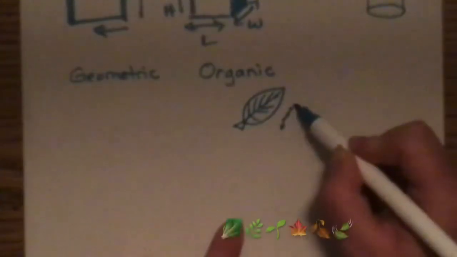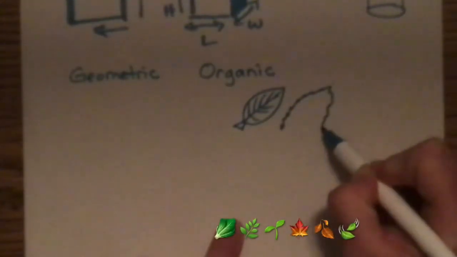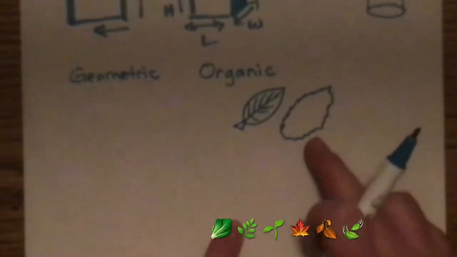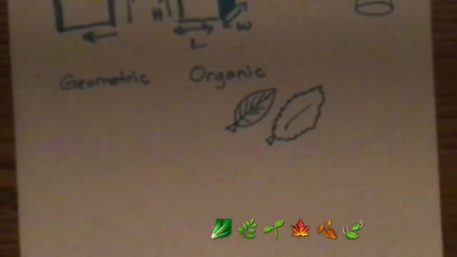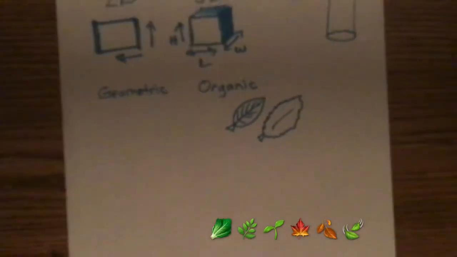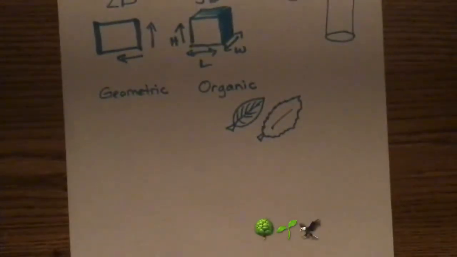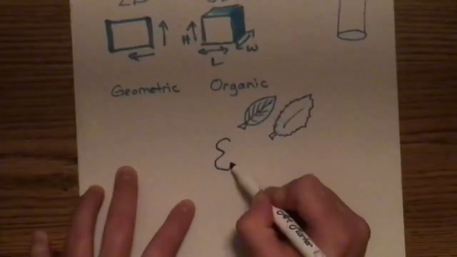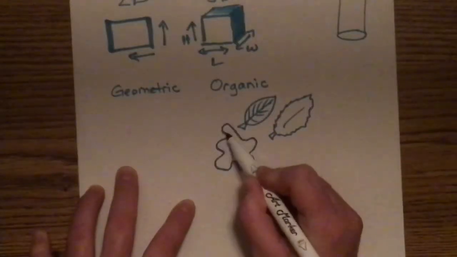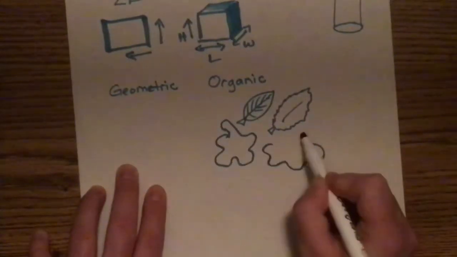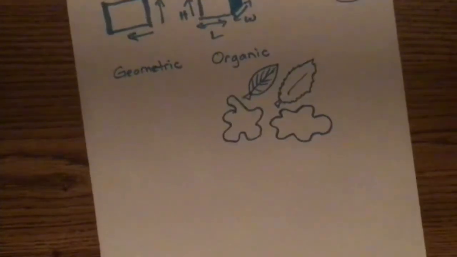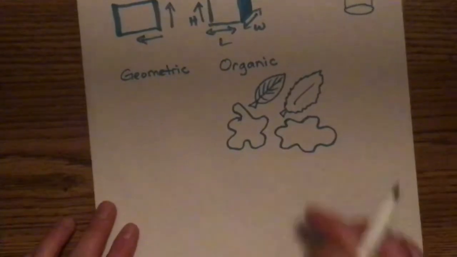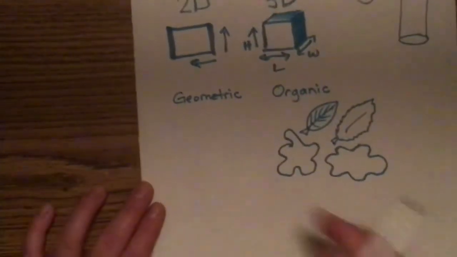Usually, are all leaves the same? No. So if I have a really crazy shape like that, that's very bumpy and kind of freeform, that's going to be an organic shape as well. Other things like trees and plants and birds. If I just have a blob, like that is an organic shape because I can't name that shape. It doesn't have any sides or points to it. It's just a free-form organic shape.